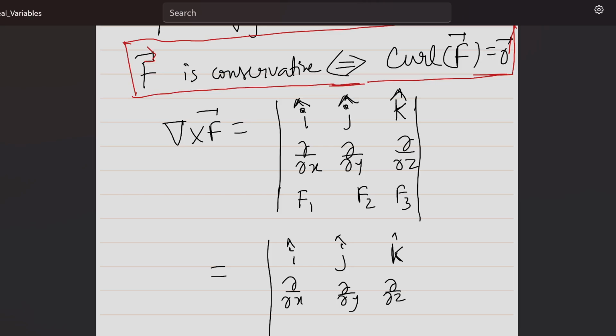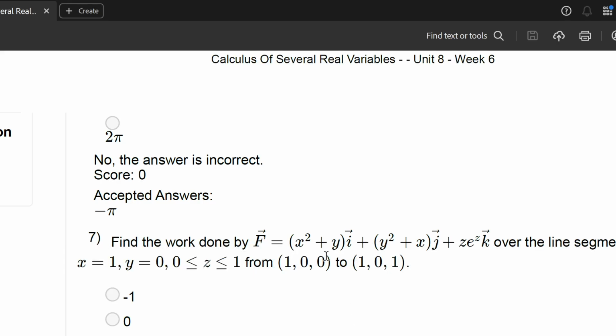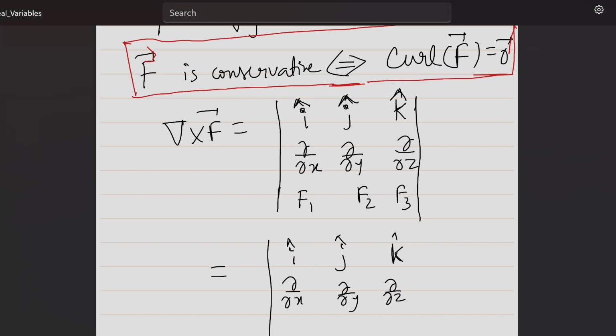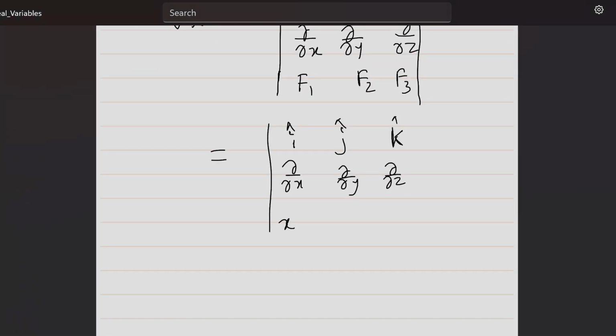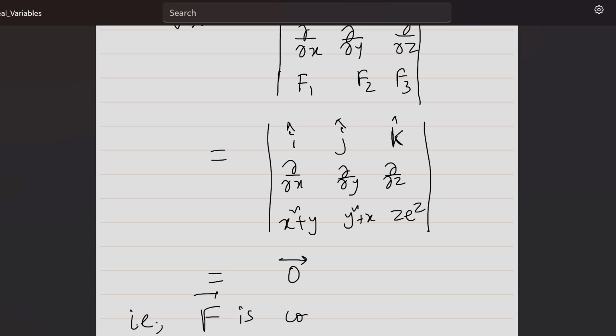So what is f1, by the way? f1 is x square plus y, f2 is y square plus x, and f3 is z e power z. Okay, so I will write this. It is x square plus y, y square plus x, and z e power z. Curl is 0 obviously, because del y of z is 0, so it is 0, 0, 0. Yeah, it is 0, and 0 is a vector because curl is a vector. So that means f is conservative.